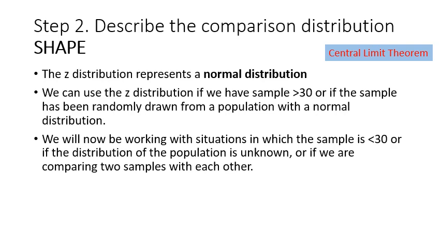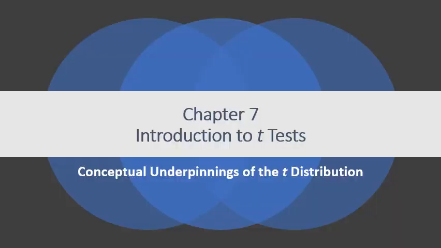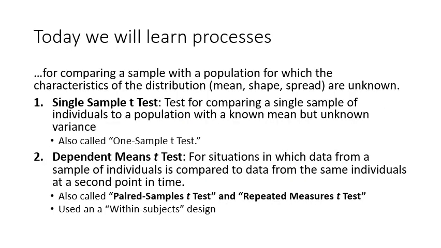We're now going to be working with situations in which we have a smaller sample, and the distribution of the population is unknown, or we're comparing two samples with each other and not with a known population. And so this is our introduction to t-tests, where we'll go over the conceptual underpinnings of the t-distribution. So we're going to learn today how to compare a sample with a population for which the characteristics of the distribution are unknown or unavailable.